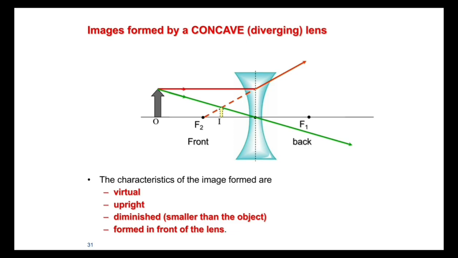Now we have image formed by a concave lens. For concave lens, it doesn't matter where you put your object, the image will always be virtual, upright, diminished, and of course it forms in front of the lens, or at the same side as the object.